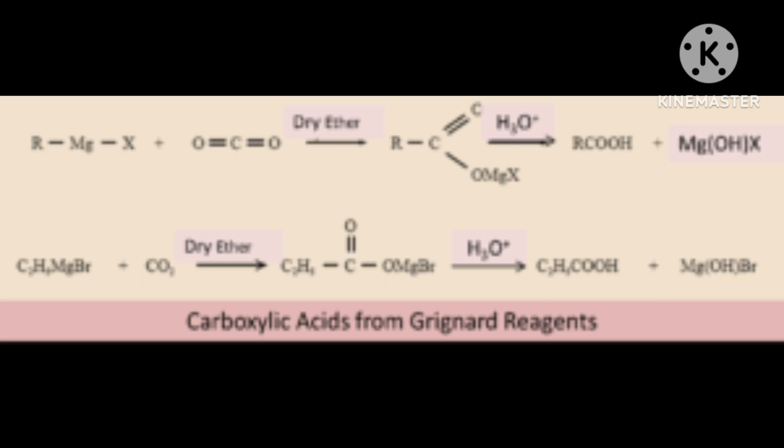In CO2, two oxygens were there, and only one bond is broken: the C and O double bond is converted to a single bond. The other bond stays as it is, C double bond O. Then that carbon became positive and oxygen became negative. With the positive carbon, R negative has joined, and negative oxygen has joined with Mg, which is positively charged.